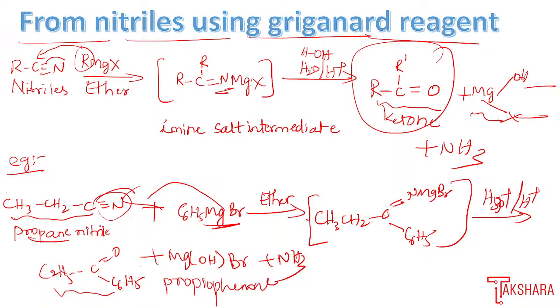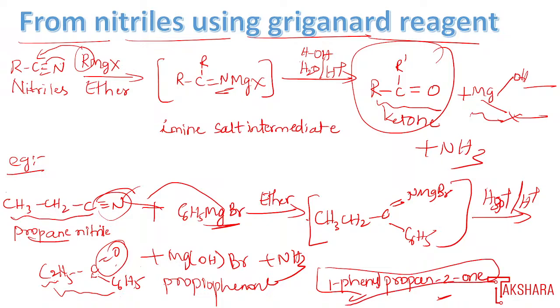Okay, so what product have we got? Propiophenone, because it has a ketone group. This has C2 here, and phenone means the ketone is attached to C6H5, so we call it what? Propiophenone. In IUPAC nomenclature it is called 1-phenylpropan-1-one. So this is how we prepare ketones by using nitriles and Grignard reagent.